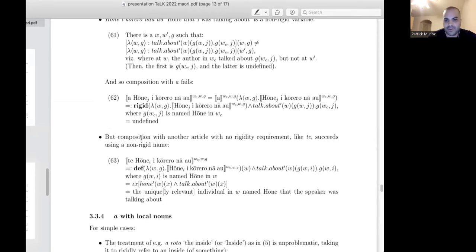But composition with another article that has no rigidity requirement, like te, will succeed if you have a non-rigid name. So you can get something like te hone indexed with a non-rigid variable to mean the uniquely relevant individual in W, the world of evaluation, named hone that the speaker was talking about.